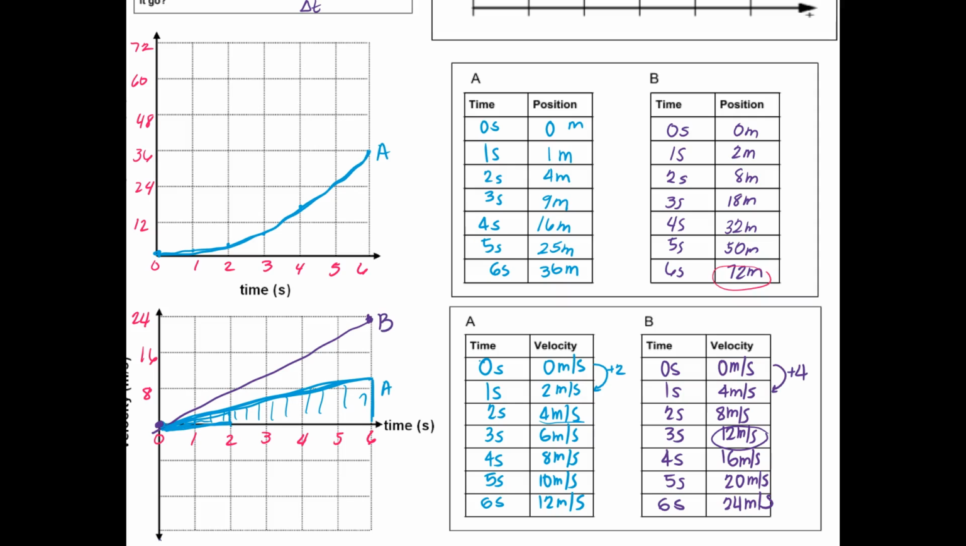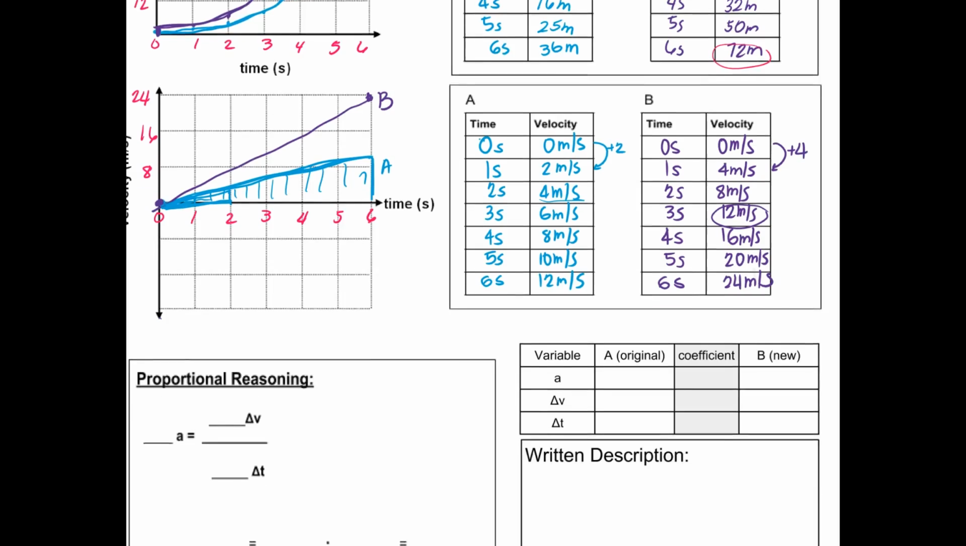To graph B, we're going to do 0 meters, 2 meters, 8 meters, 18 meters is probably going to be around here, or maybe here. And then 32's a little bit higher. And then we have 50, and we have 72. Right, and so this graph is going to connect like this. Okay, this is kind of hard to do on the tablet. So that's how to do the position time and velocity time graphs.